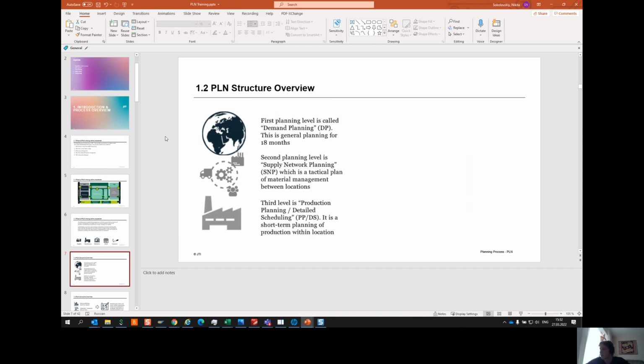Some markets can have even different products. For example, some plume models can be implemented in some markets, and for others, they are not yet in production. That's totally normal. So demand planning is regulating all that. Then we have the second planning level, which is supply planning or supply network planning, which is a tactical plan of material management between locations.